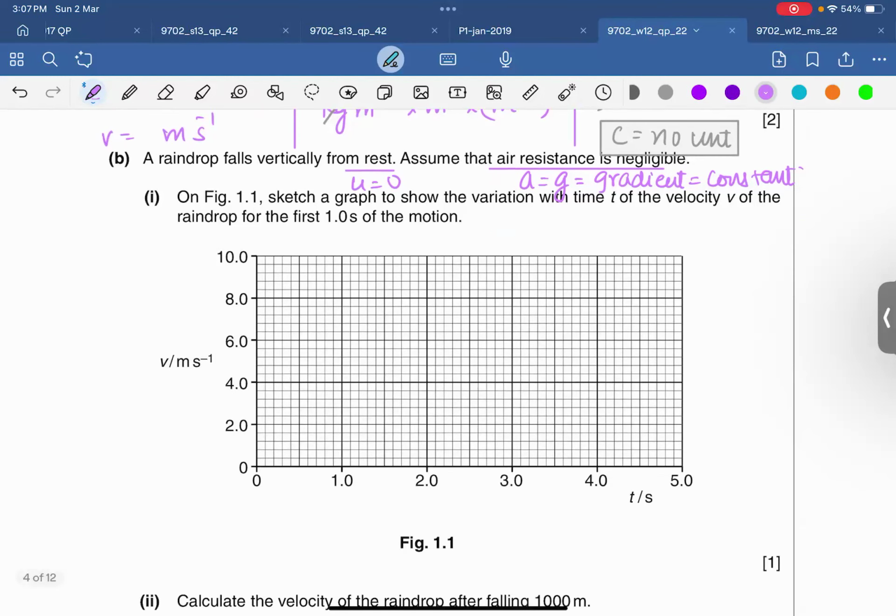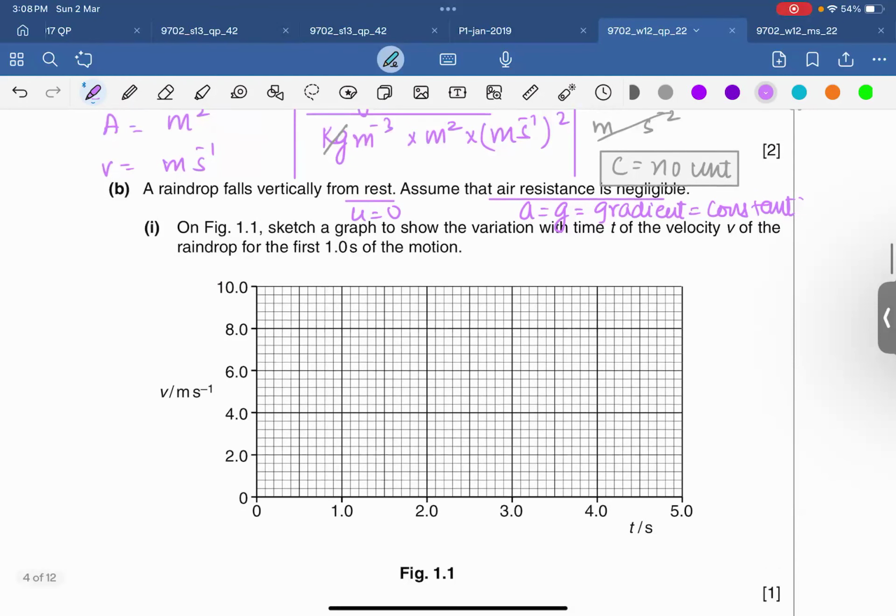What will be the final velocity of the raindrop? Any idea? Come on, quick. Sir, the acceleration value will be 9.81, or 9.8. Very good, very good. Yes, because they're asking for 1 second, and you don't have any air resistance, so there will only be one force.